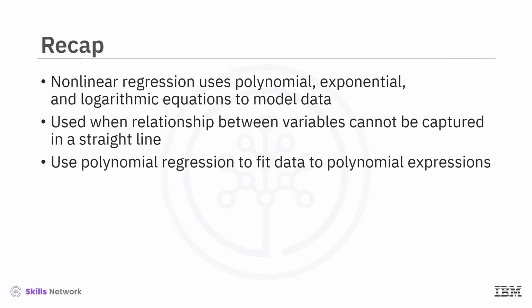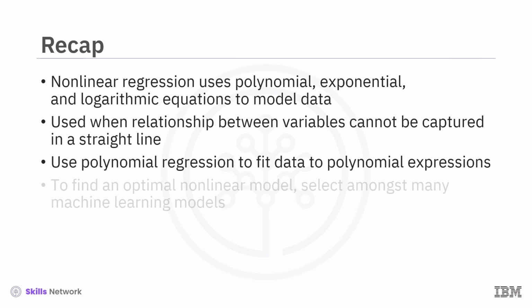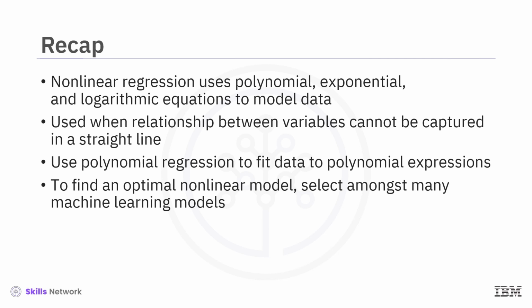There are many methods to determine what kind of regression model you need. You can analyze scatter plots of your target variable against each input variable to reveal patterns in the dependencies. To find an optimal nonlinear model, you can select amongst many machine learning models, such as regression trees, random forests, and k-nearest neighbors.